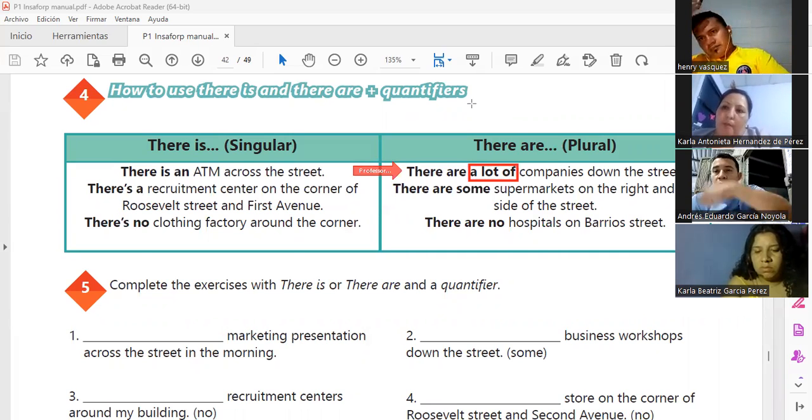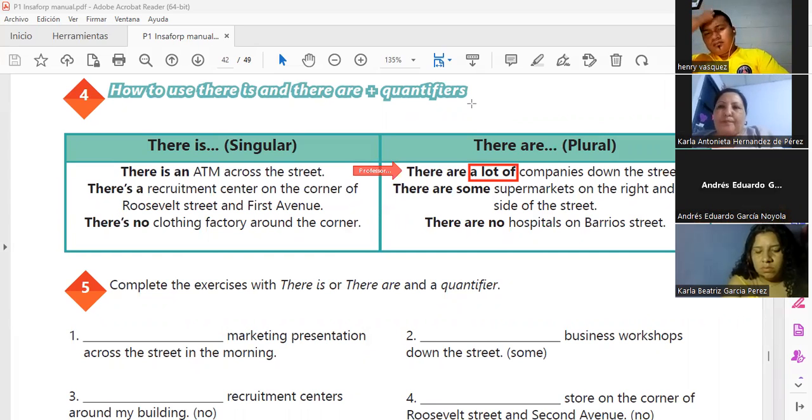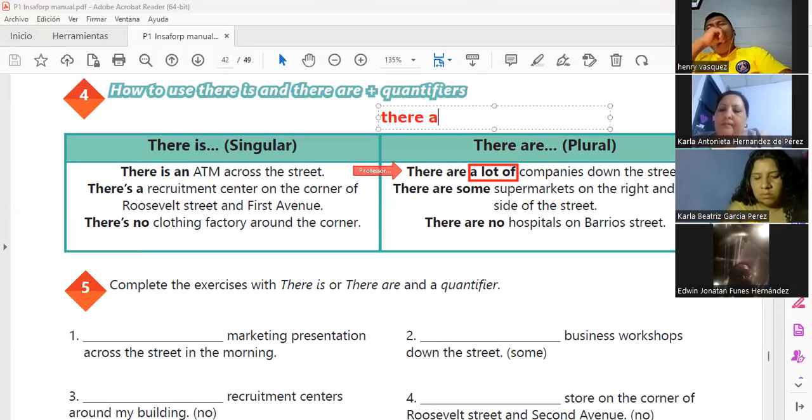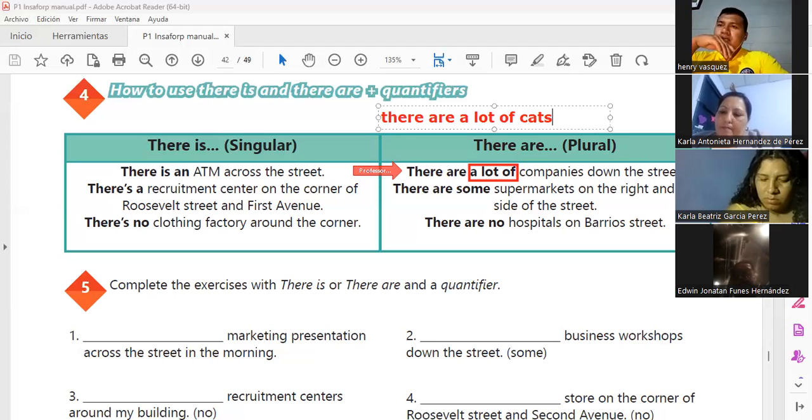There are a lot of, for example, let's see this one. In my house, there are a lot of cats. Oh, there are a lot of dogs in the streets. There are a lot of McDonald's on Roosevelt Street. All right. So teacher, is it correct? It's correct. There are a lot of traffic. Oh no. Why not? Because traffic is uncountable.